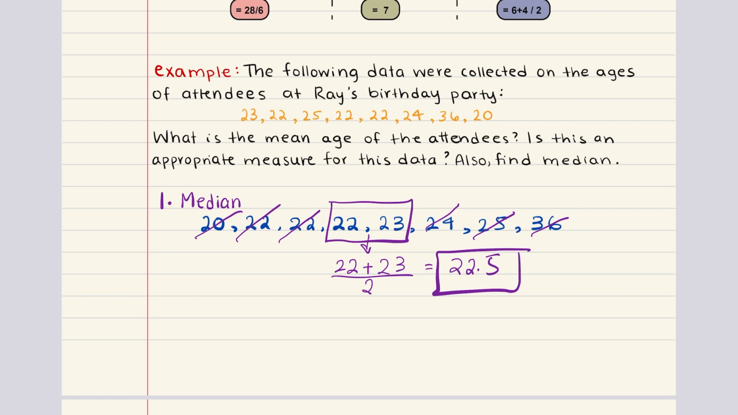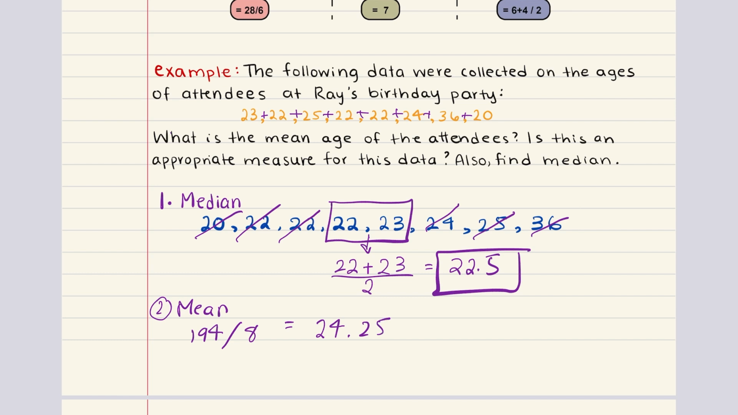Next, we want to go ahead and calculate the mean. The mean is calculated as the sum of all of these values divided by the number of values in this data set. The sum of all of these values is equal to 194, and we have 8 values in the data set. 194 divided by 8 is equal to 24.25.